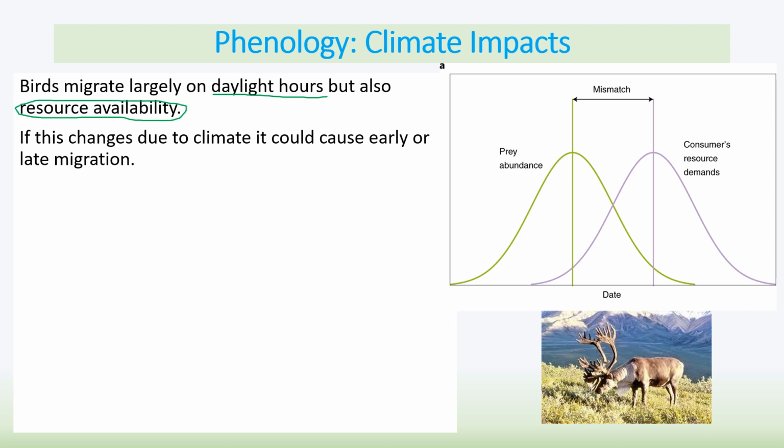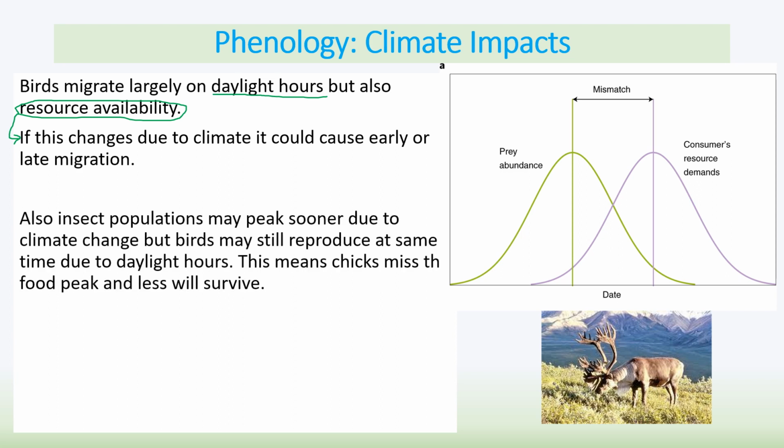So if they fly somewhere and there's no resources that year due to climate change, then at that point they might change the times at which they migrate. Insect populations, for example, might peak sooner, so climate change might make the insects peak sooner, but birds may still reproduce at the same time due to daylight hours. So if the birds, for example, reproduce at the end of spring, but the insects have become more active earlier in the spring, it might mean that there's a mismatch, which means that basically the consumer is not ready for the high abundance of prey.